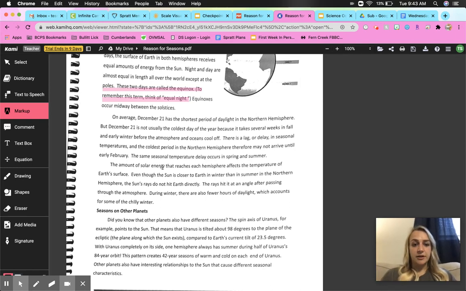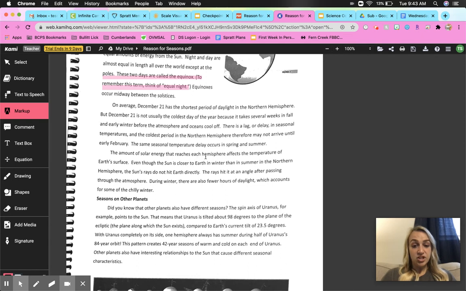The amount of solar energy that reaches each hemisphere affects the temperature of Earth's surface. I'm going to highlight that. The amount of solar energy that reaches each hemisphere affects the temperature of Earth's surface. Even though the sun is closer to the Earth in winter than in summer in the northern hemisphere, the sun's rays do not hit Earth directly. I'm going to highlight that. The rays hit at an angle after passing through the atmosphere.